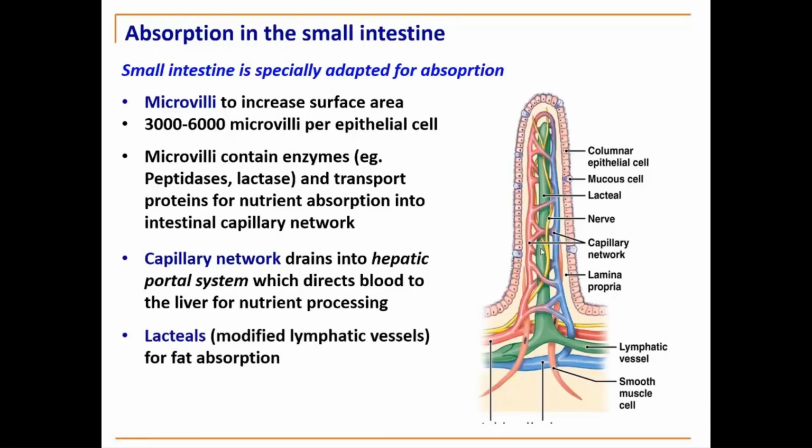We also have the lacteals, shown in this little green tube, and they're basically modified lymphatic vessels, present for fat absorption. Because the fats are too big to cross the epithelial cells and pass into the capillary network, they pass into the lacteal network instead. And of course, what follows the fats are your fat-soluble vitamins.